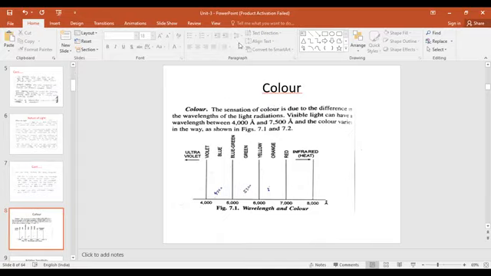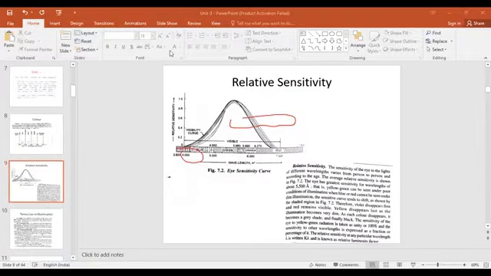What is the wavelength for the different colors that can be seen by the human eyes? So 4000 angstrom unit to 7500 angstrom unit is the visible range of the human being, where we can see this light. That is the visible range, and below that there is the ultraviolet, and above there is the infrared that we have seen. And then after that we have seen the relative sensitivity.